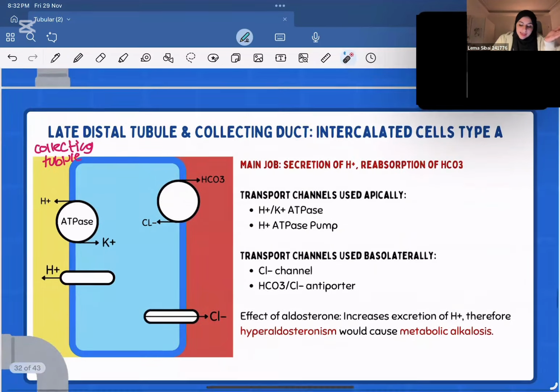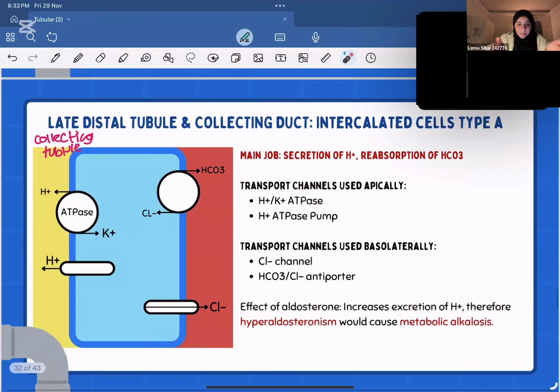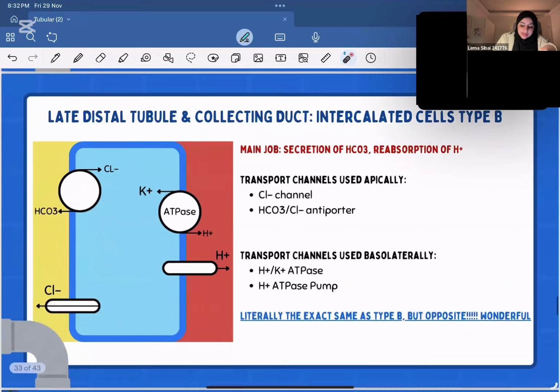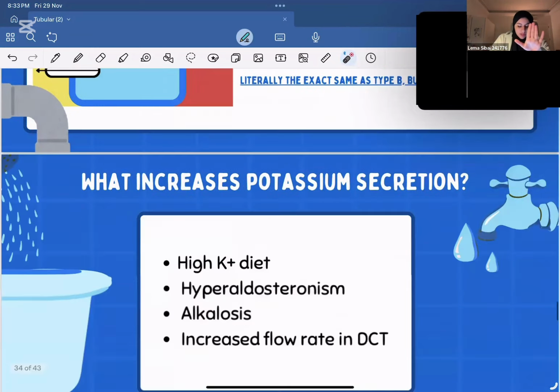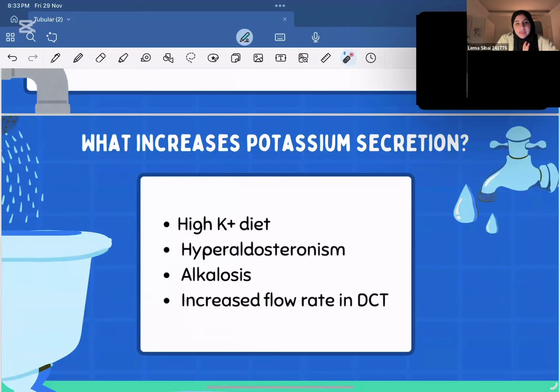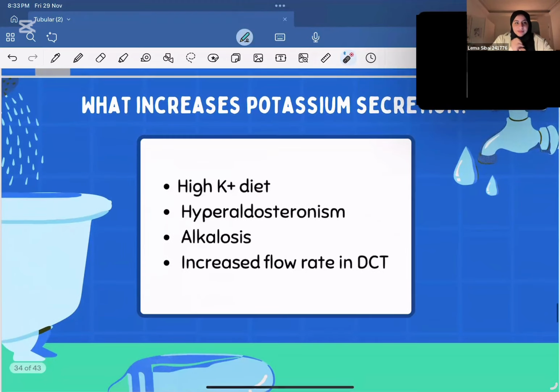Just to sum up, in intercalated cells type A, hydrogen ends up getting excreted into the urine. And in intercalated cells type B, bicarbonate ends up getting excreted into the urine. All understood? Because now we're going to be talking about applications of this. We're really close to the end, guys.